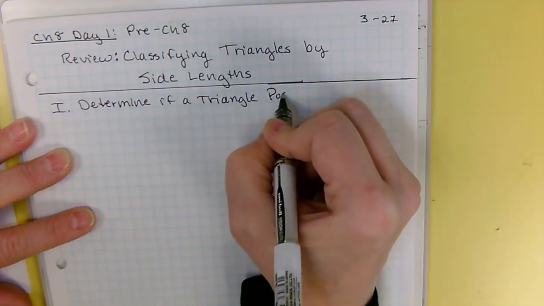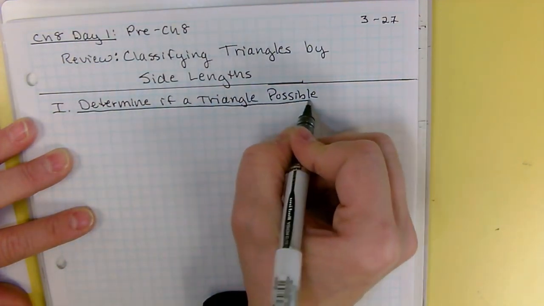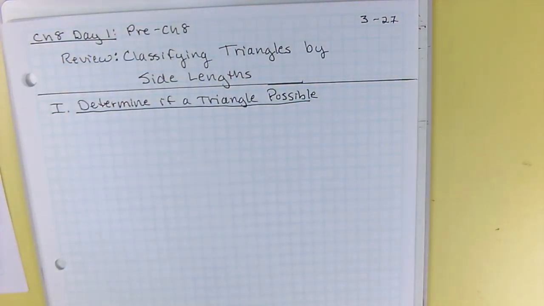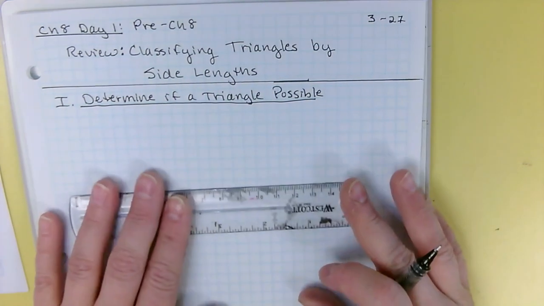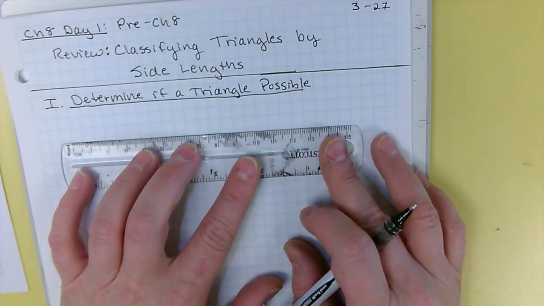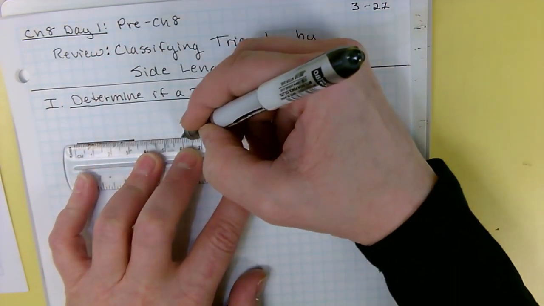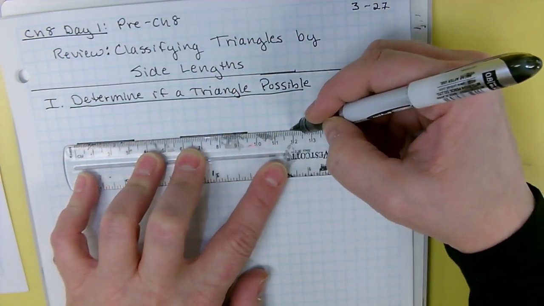And that was something that on the quiz we forgot to do. We forgot to check that a triangle was even possible with the sides that we were given. Okay, so underneath of that, I want you to draw, skip about an inch, and then I want you to draw 3 segments.